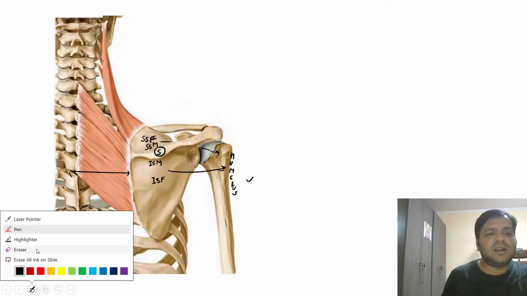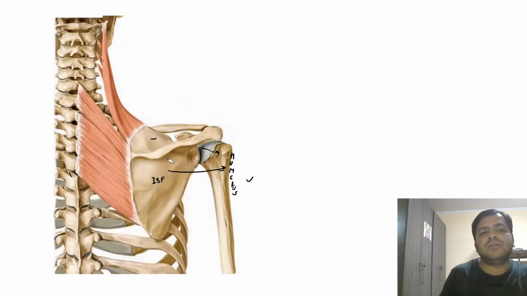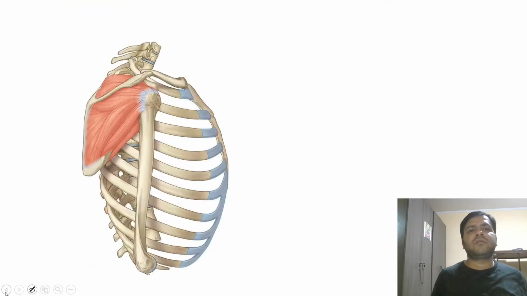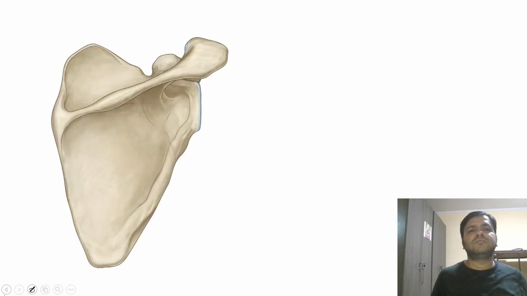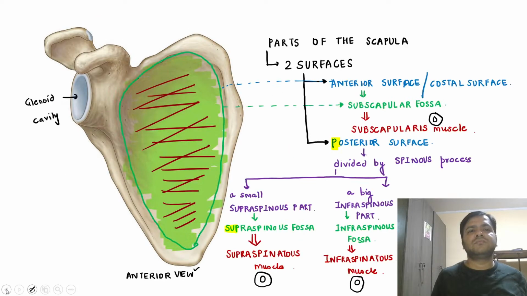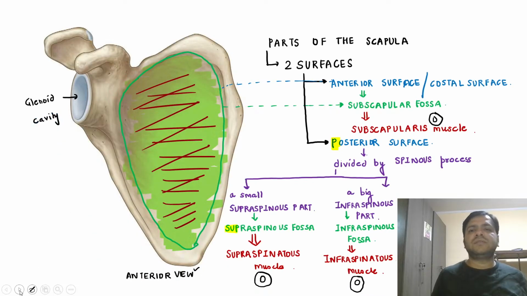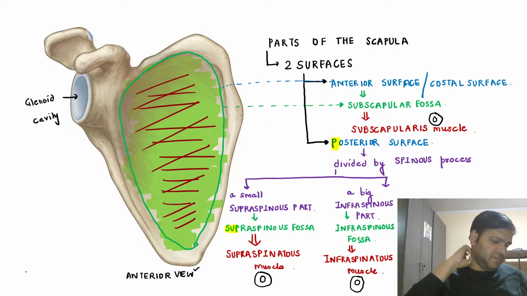So that was regarding this bone, the two surfaces. I hope this is clear to each one of you. Is this clear to everyone? Tell me quickly. We have discussed the two surfaces. Now we are going to discuss the three borders. Just give me a thumbs up.